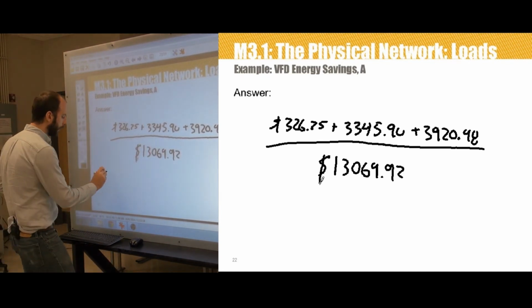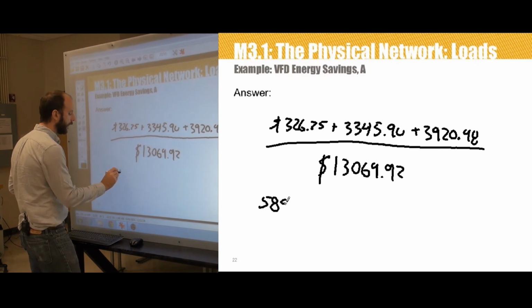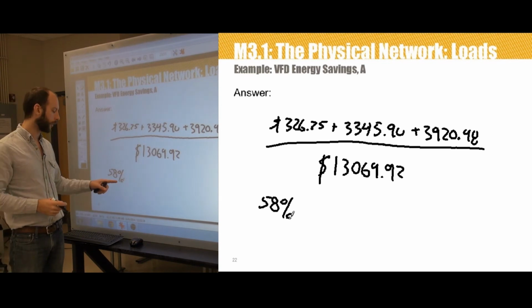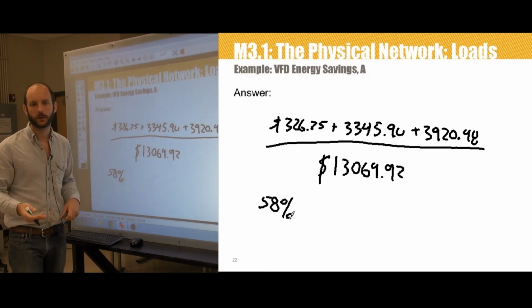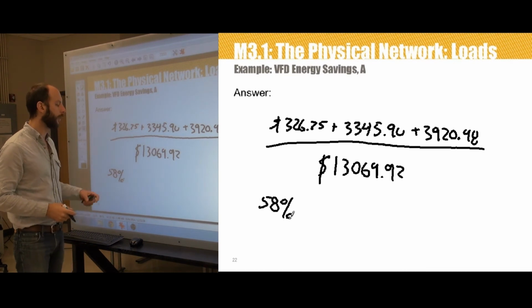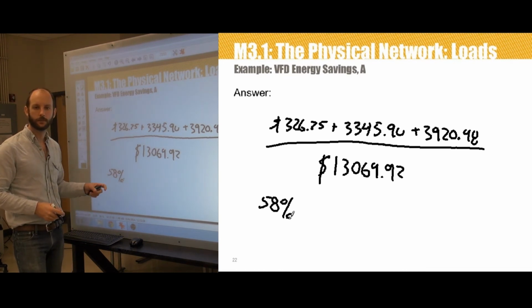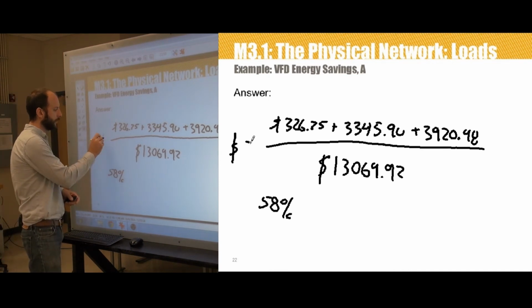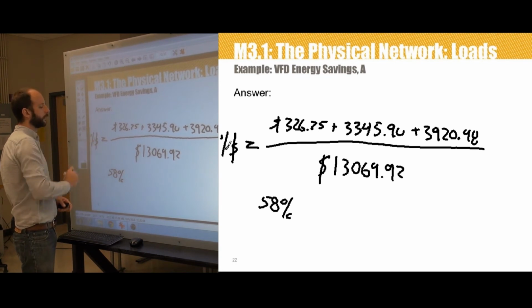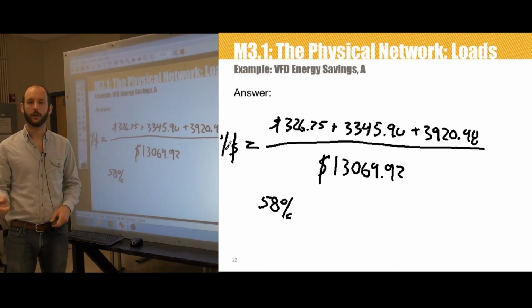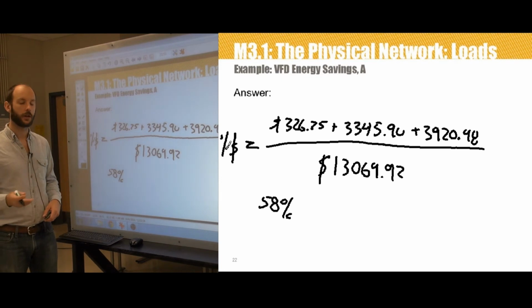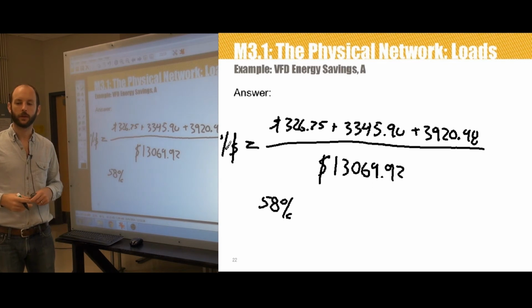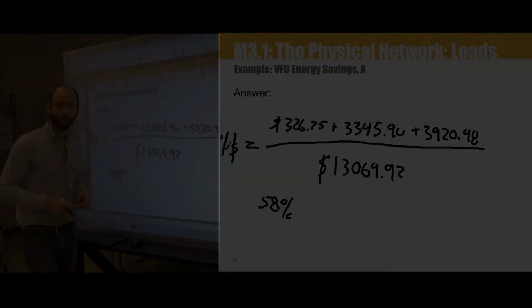So I divide those numbers up and I get 58%, or I spent 58% of what I would have, or alternatively I could say that I saved 42% of my money using the VFD, right? So a very common application is percent savings, I guess we'll call that. A very common application is the use of the VFD to throttle a load electrically by reducing its speed to save energy when you don't need the full rated capability of the motor system.